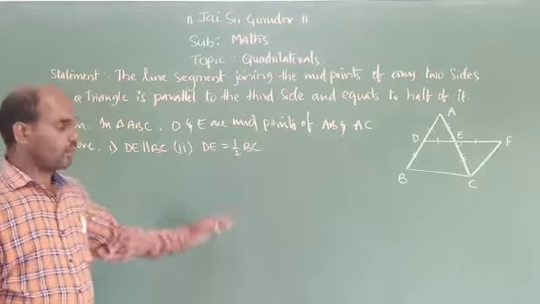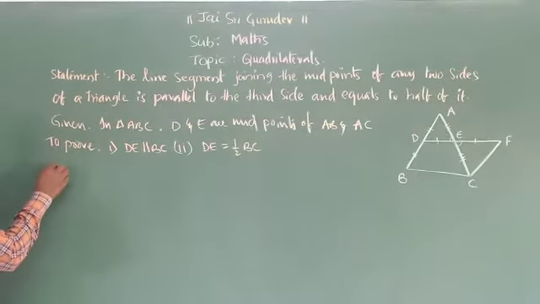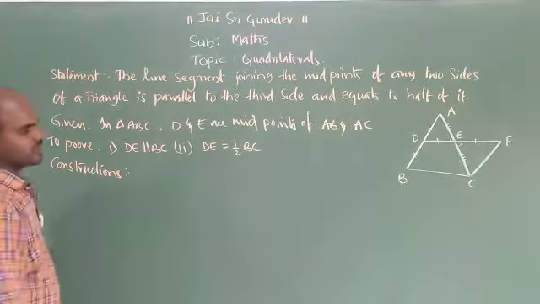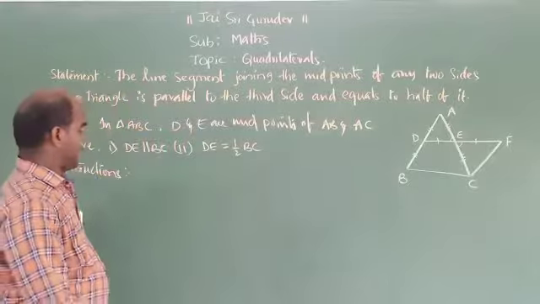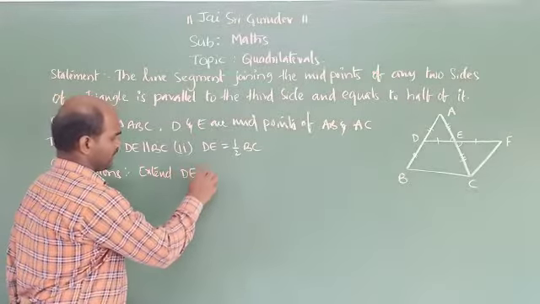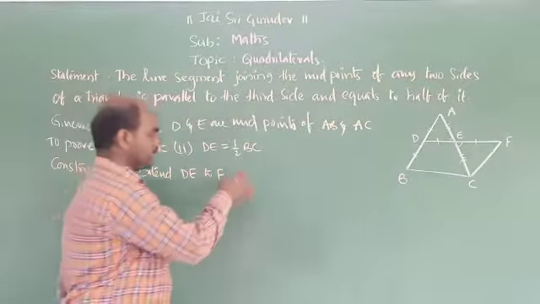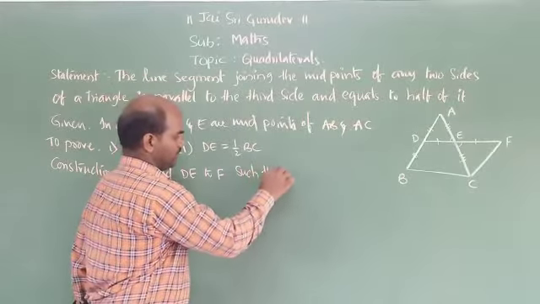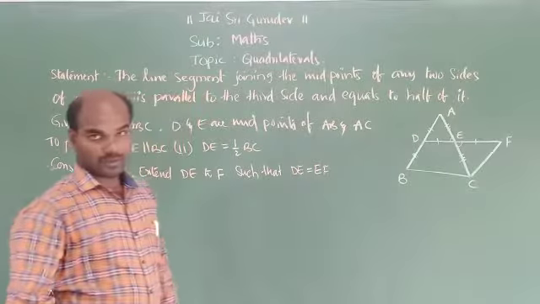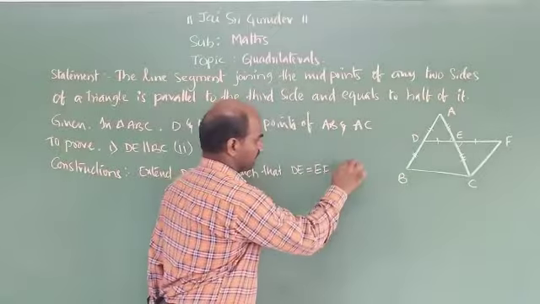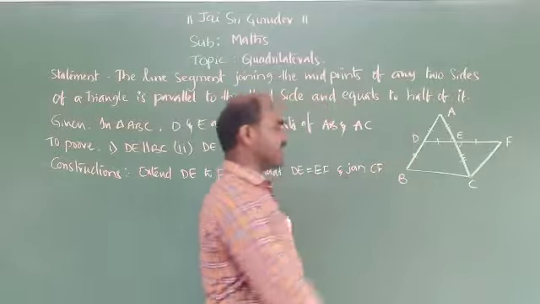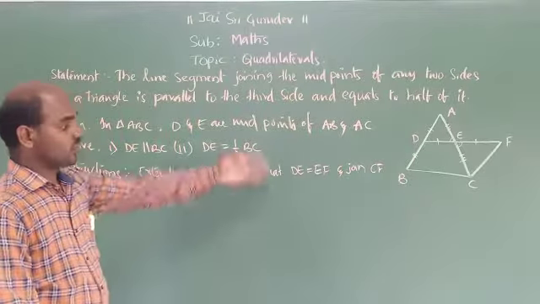Yes or no, children? To prove this, I am doing some construction. What is the construction, children? Now extend DE to F such that DE is equal to EF. And what are we joining, children? CF. Okay, we are joining CF. Yes, so next is the proof.